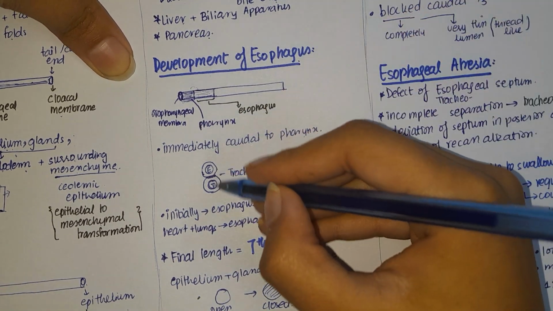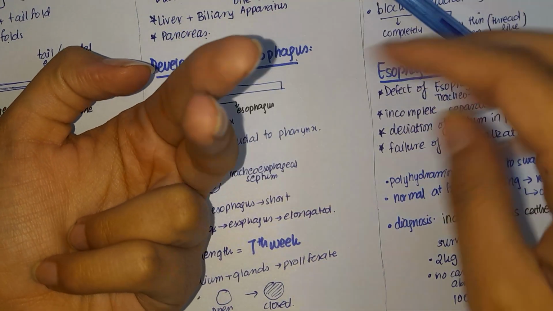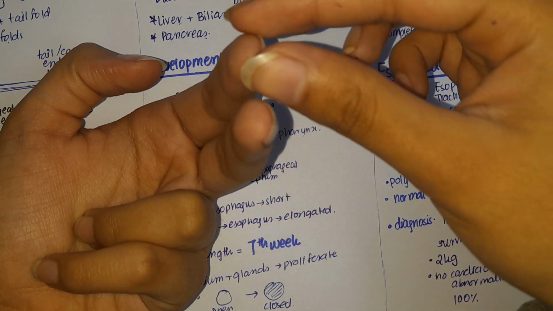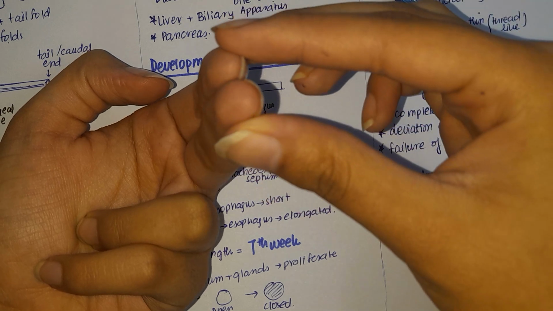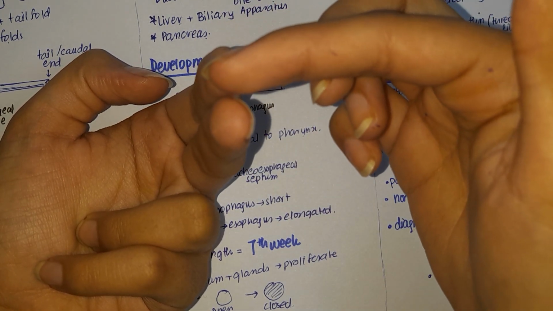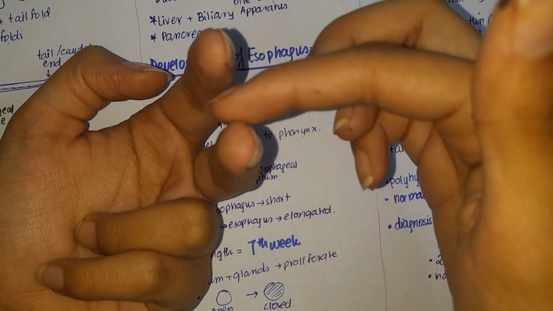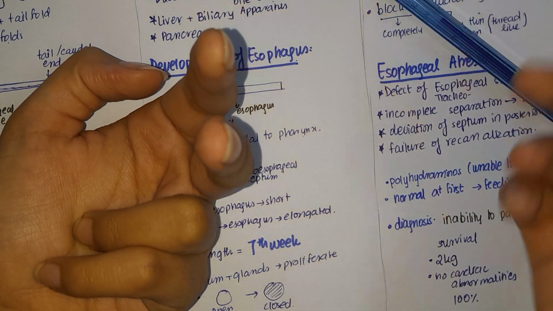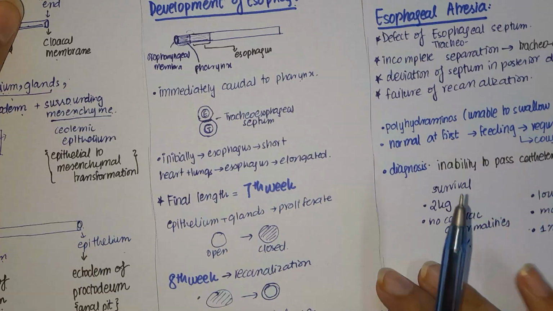Now actually if we see the tube, if you have two tubes like this running, this anterior one is your trachea of the respiratory tract, and this posterior one is your esophagus from the alimentary tract. These two are firstly joined together, but at some point in time a septum comes between them, and that septum separates them. So the trachea becomes anterior and the esophagus becomes posterior. The septum that divides them is the tracheoesophageal septum.